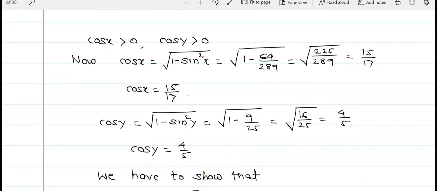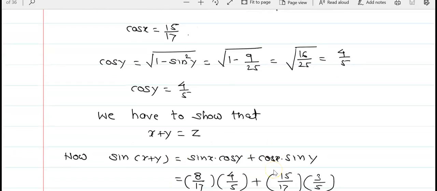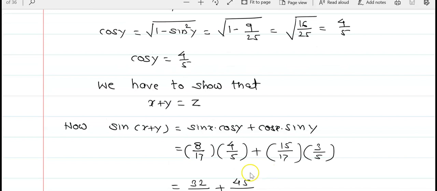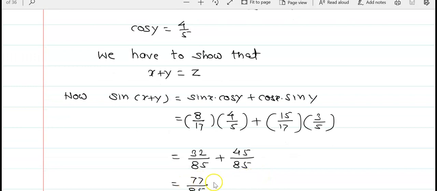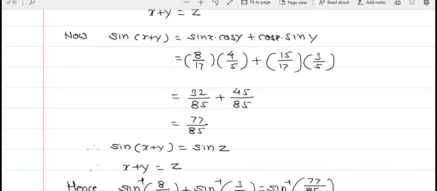We have to show that x plus y is equal to z. Now, sin of x plus y is equal to sin x into cos y plus cos x into sin y. Substituting the values, we get 8 upon 17 into 4 upon 5 plus 15 upon 17 into 3 upon 5, that is 32 upon 85 plus 45 upon 85, and overall you will get 77 upon 85. Therefore, sin of x plus y is equal to sin z, and that is x plus y is equal to z. Hence, sin inverse of 8 upon 17 plus sin inverse of 3 by 5 is equal to sin inverse of 77 upon 85, and hence it is proved.